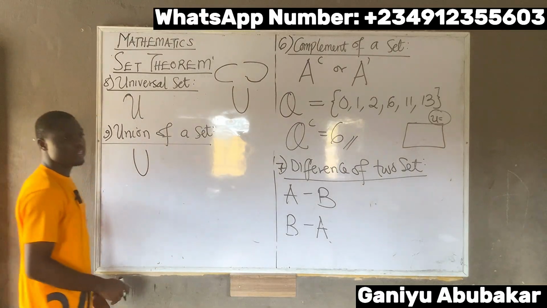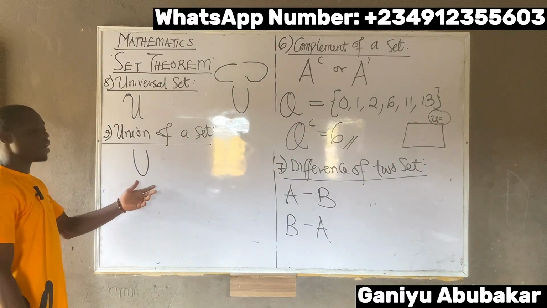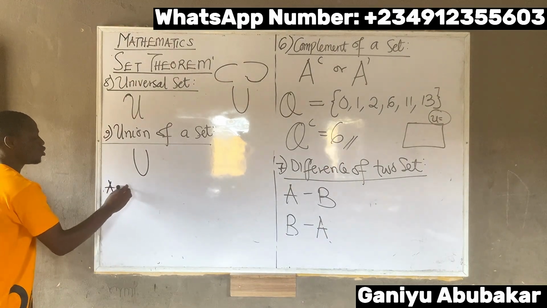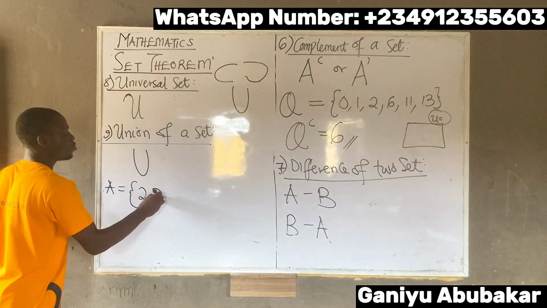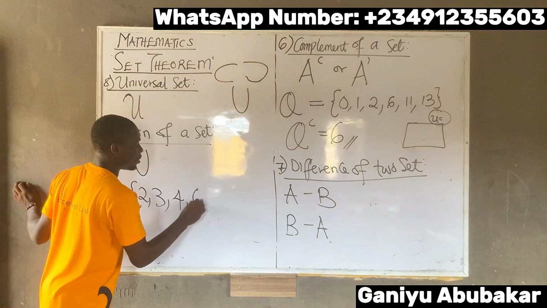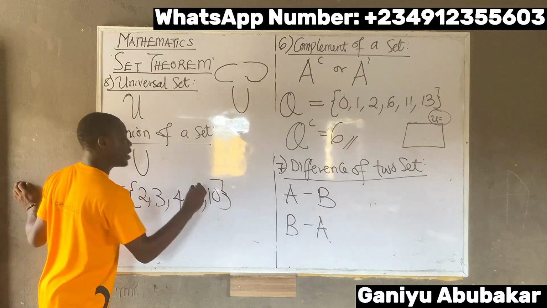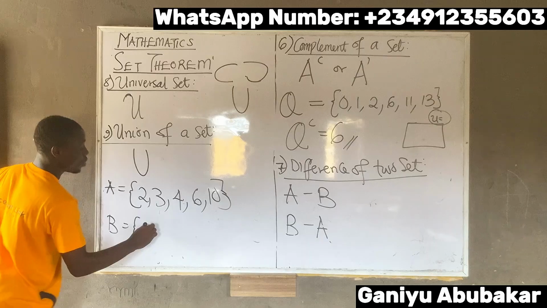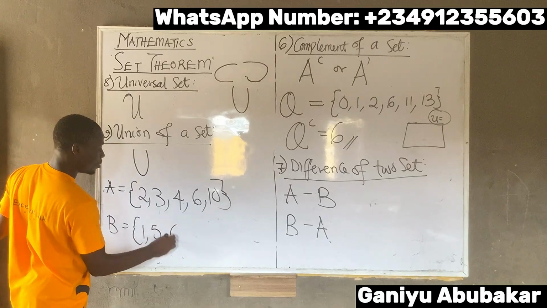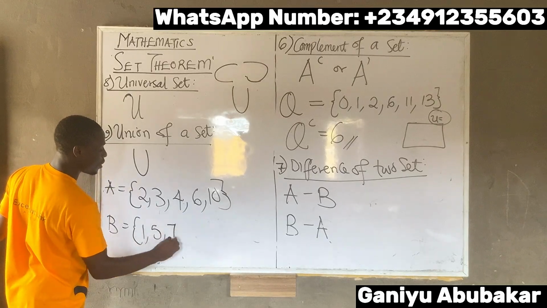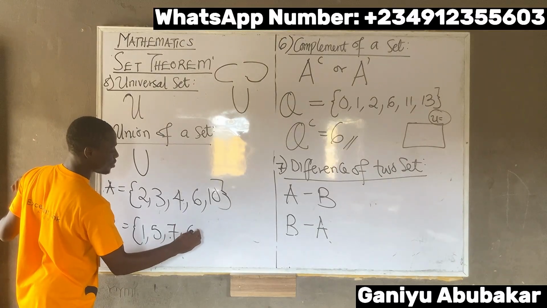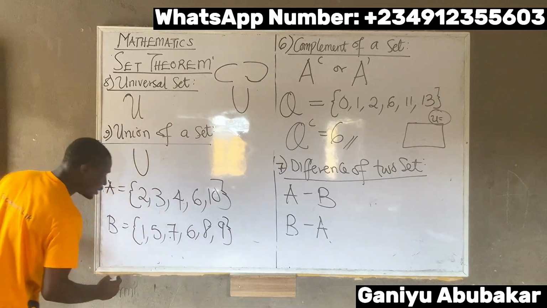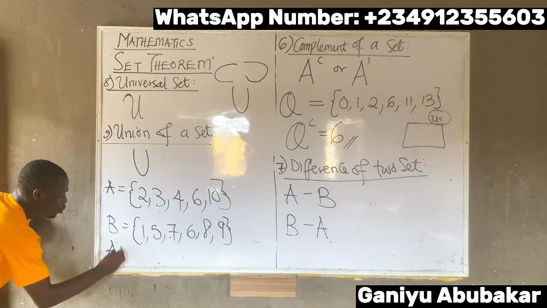Let me explain what I mean by this concept. If I have set A equal to 2, 3, 4, 6, and 10, and set B equal to 1, 5, 7, 6, 8, and 9, and I ask you what's the value of A union B?